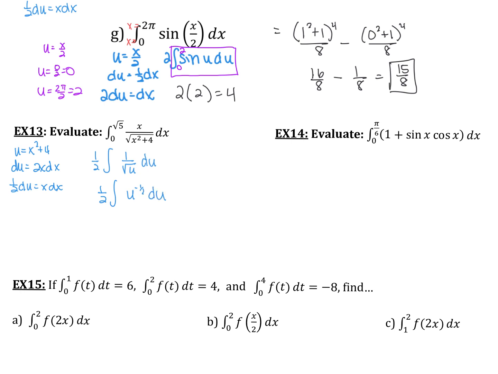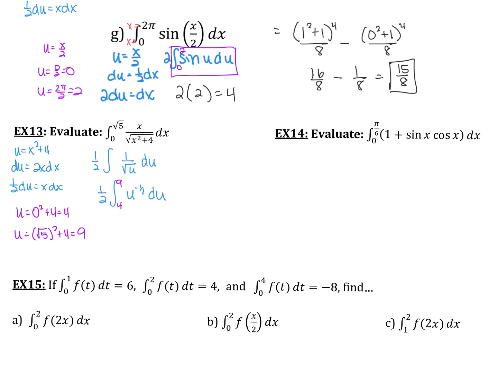Okay, I'm going to choose to do a bound change. You don't have to. Try it a different way if you'd like. But when x is the lower bound at 0, we'd get 0 squared plus 4, which is just 4. And at the upper bound, we'd get root 5 squared plus 4, which is 9. So if we change our bounds, we're going from 4 to 9.